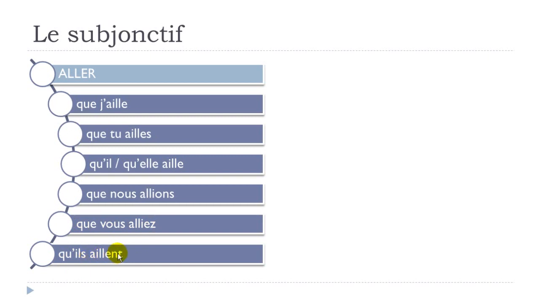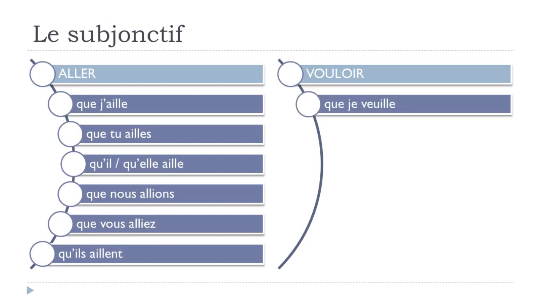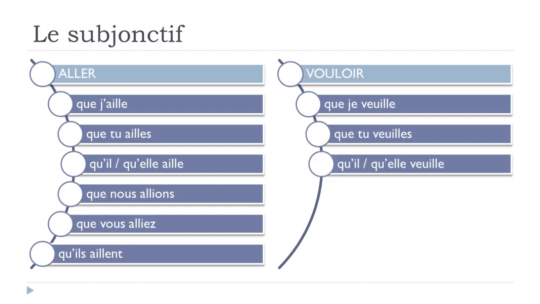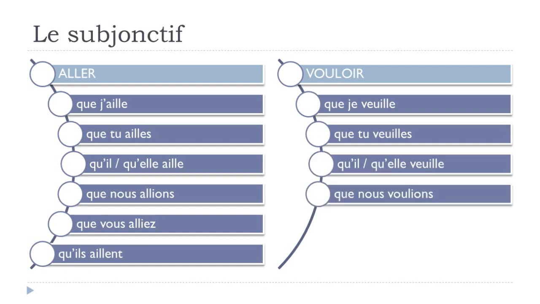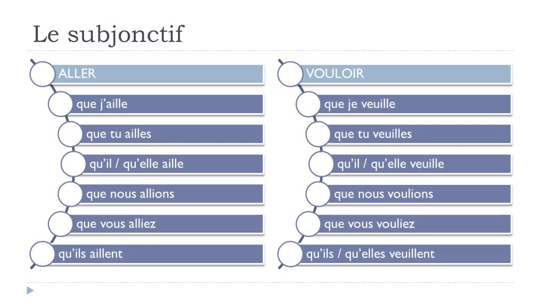All right, and so the other tricky verb is vouloir, to want. Que je veuille, que tu veuilles, qu'il veuille, qu'elle veuille, que nous voulions, que vous vouliez, qu'ils veuillent, qu'elles veuillent. All right? Same thing here. We'll have a quite important difference between the je, tu, il, and nous, vous. Okay? Que je veuille, que tu veuilles, qu'il veuille, qu'elle veuille, que nous voulions, que vous vouliez, qu'ils veuillent, qu'elles veuillent.